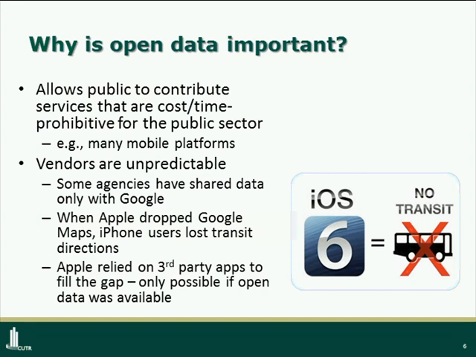But the key there is that third-party apps for public transportation will only exist if that transit agency in a particular city has chosen to share their data with the general public. So by sharing your data openly, you diversify your dissemination channels and essentially reduce the risk that your dissemination channel is going to be cut off by a seemingly random decision by one particular vendor.